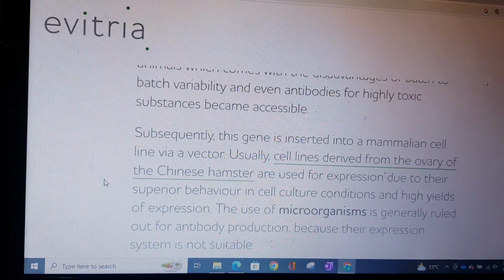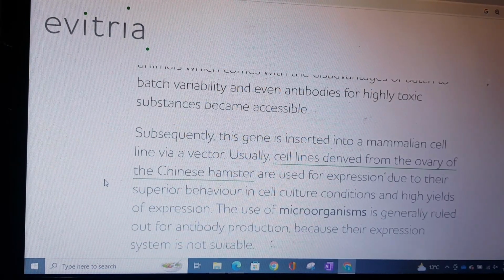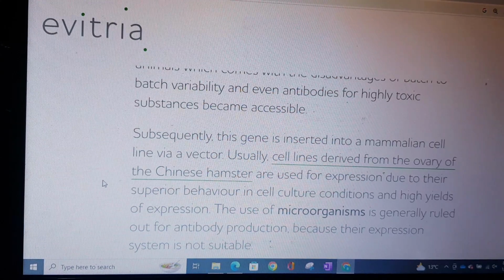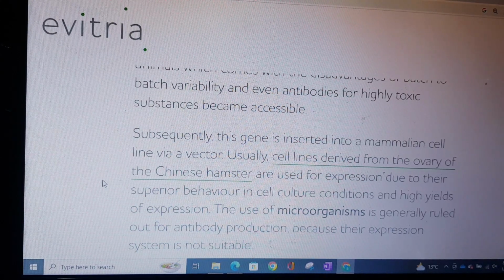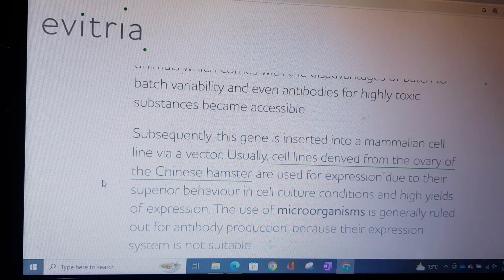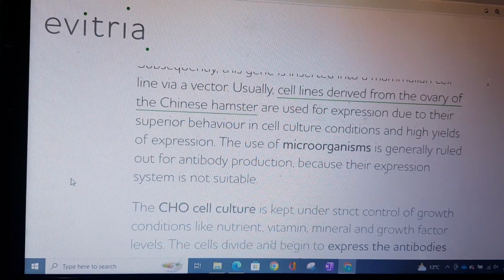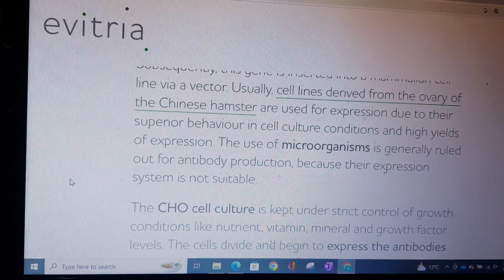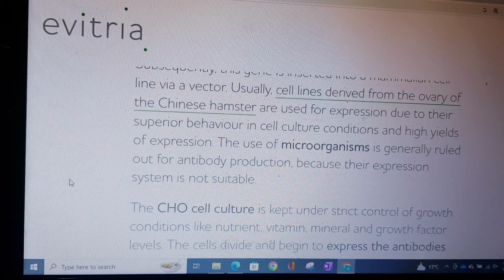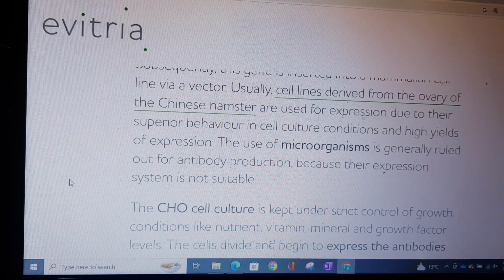After designing the gene, it is inserted into the mammalian cell line via a vector. Cell lines derived from the ovary of the Chinese hamster are used for the expression due to their superior behavior in cell culture conditions and high yield of expression. As the expression system is not suitable for microorganisms, they are generally ruled out for the production of antibodies.